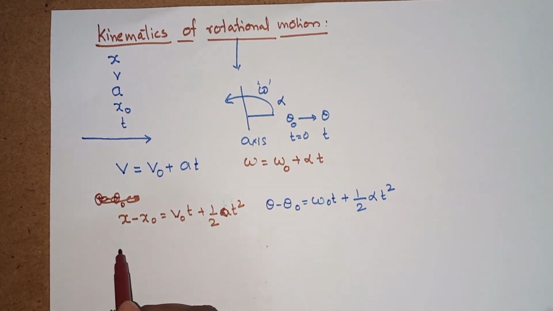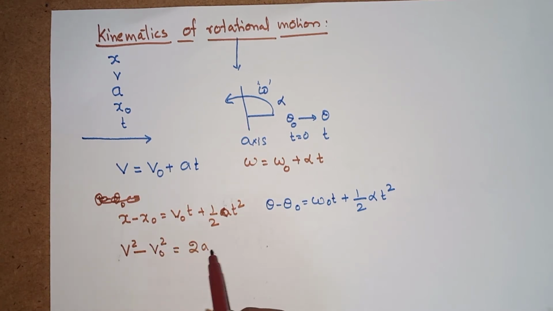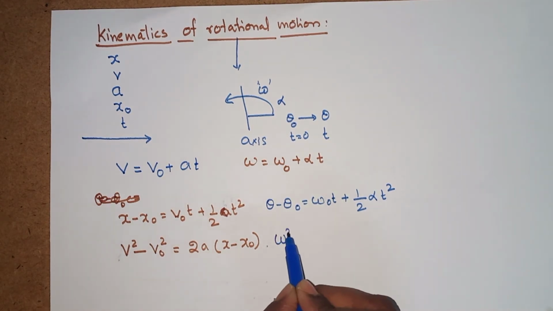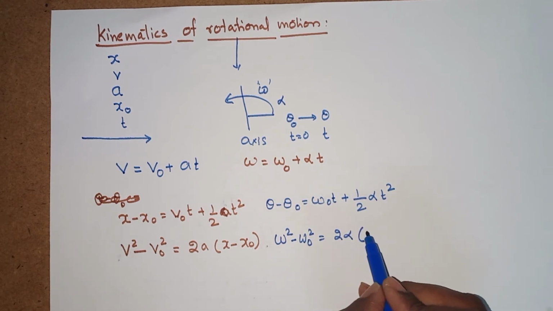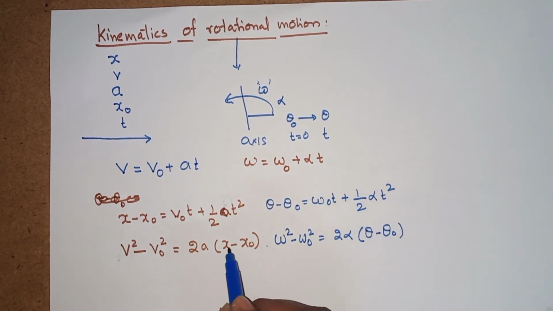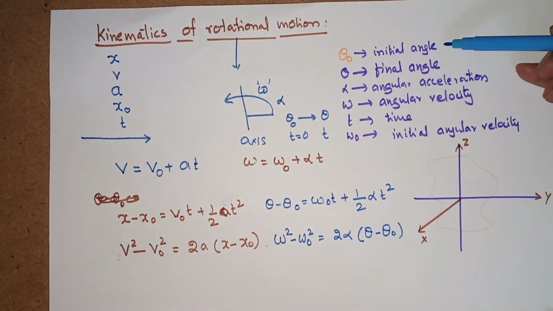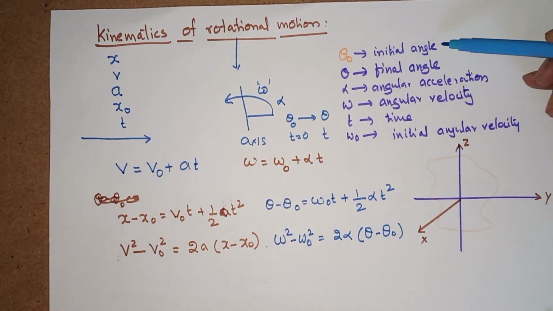Another set of equations of motion: v square minus v naught square is equal to 2a into x minus x naught. How to see it in the rotational? Omega square minus omega naught square is equal to 2 alpha into theta minus theta naught. Here linear displacement, this is angular displacement. These are the simple equations of motion. So these are the specific variables that we have already discussed.